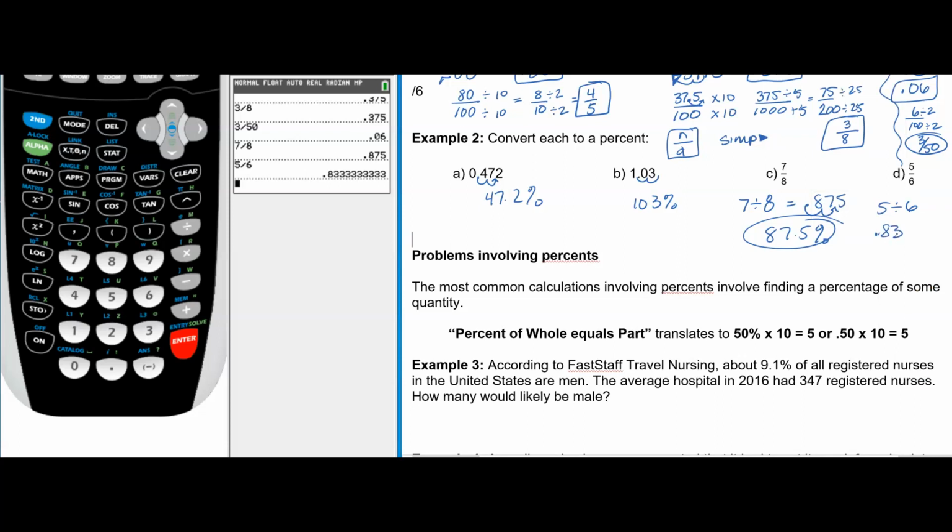Okay. 0.83333. So the way I'm going to write this is 0.83 repeating, or let me write it out so we can get the percent here. When we're doing the percent, we're going to move our decimal 2 spots to the right. So 83.3. And I'm going to stop there and put a repeating bar over the 3.